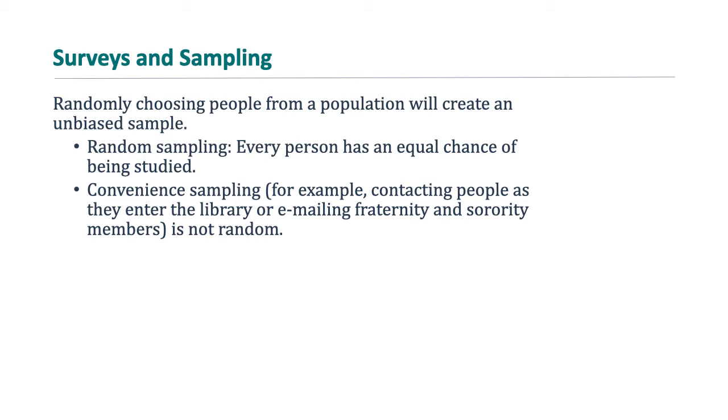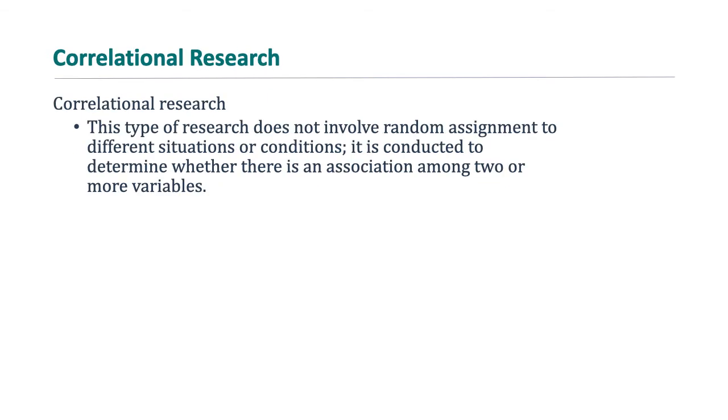There are a variety of different types of research, and they're broken into two broad categories. One of them is correlational research, and the other one is experimental research. Correlational research has some advantages. It's a type of research that does not involve random assignment. That's different from random sampling. Random assignment is assignment to the different situations or conditions in the study.